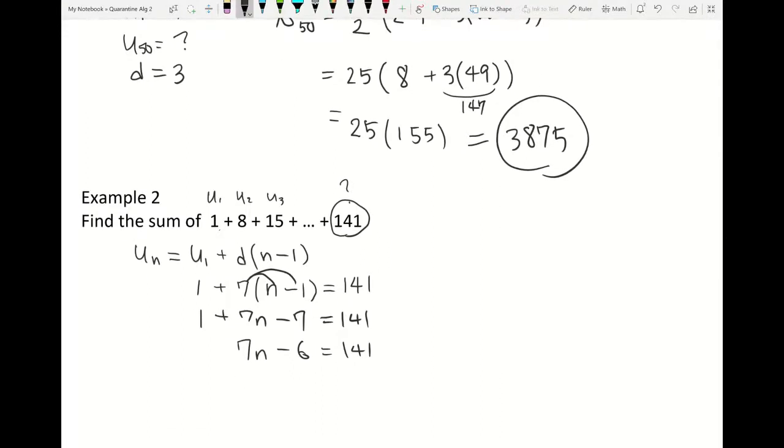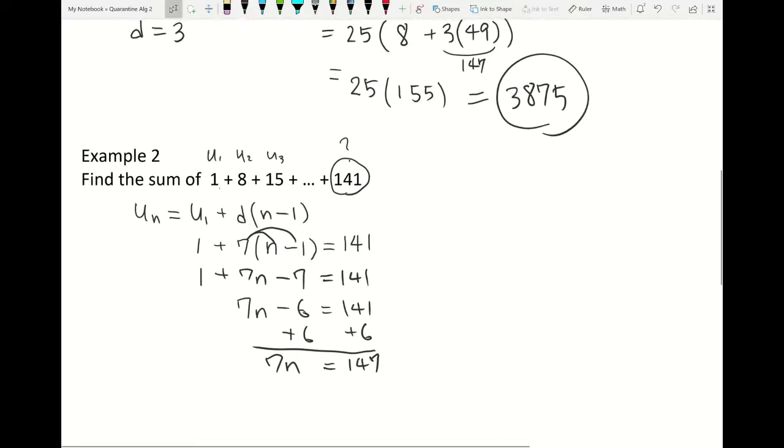Now let's add 6 on both sides. 7n equals 147. And then what do we do next? Divide by 7. And we get n equals 21. Now what did we figure out? We figured out that this 141 is the 21st number. It's u21. Okay, so that we are basically adding 21 numbers all together.